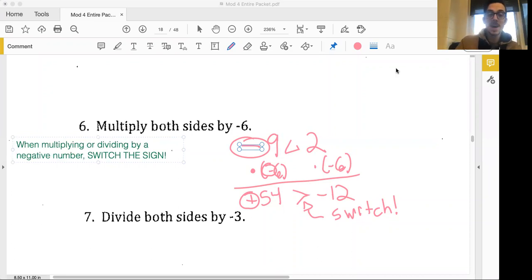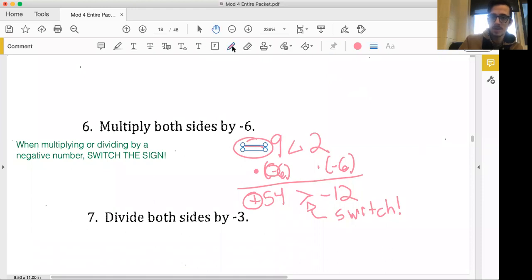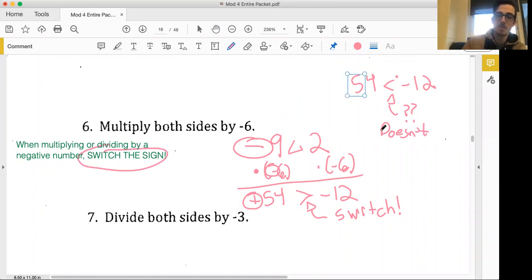So it's only now that this is true. Because if you are just walking into the video and you think, oh, I don't have to switch the sign, who cares? Think about what that's saying. It's saying something pretty wild. It's saying that positive 54 is less than a negative 12, and that doesn't make sense. That does not make sense. So you have to switch the sign if you're multiplying by a negative number or dividing.